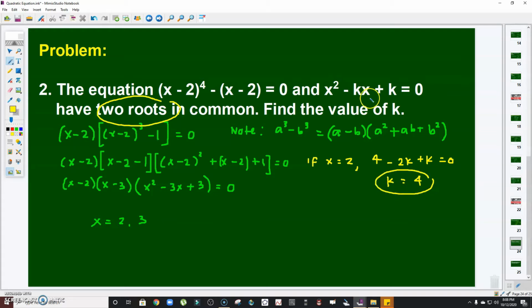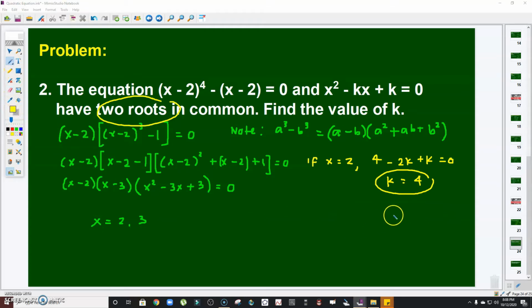See that? And we can check that. If k is 4, what will happen? By checking, we're going to have x squared minus 4x plus 4, and this can be factored as x minus 2 squared equals 0. See that? So the root is 2, the root is 2, so they are the same. Clear? Let me erase this. That was the checking part.